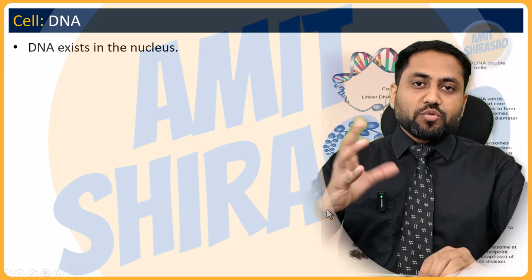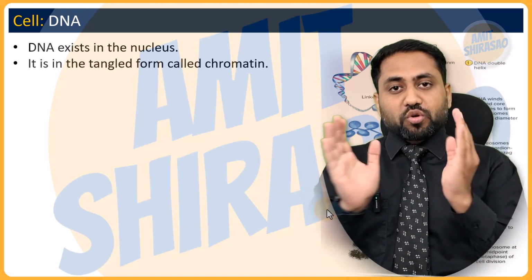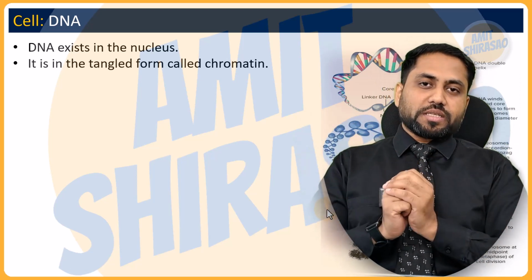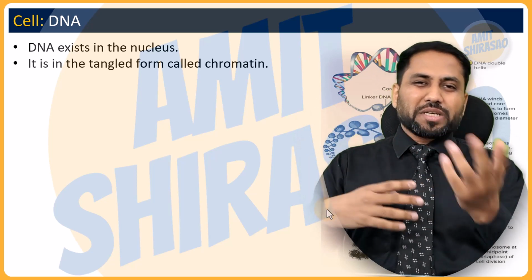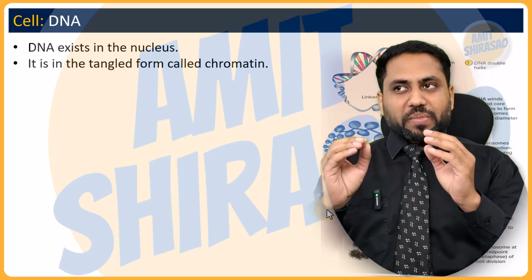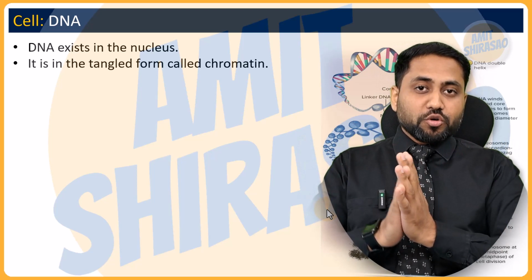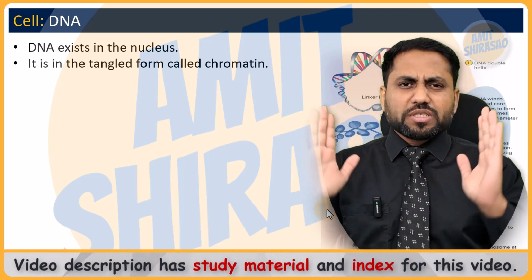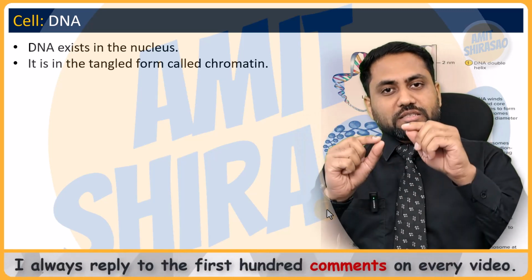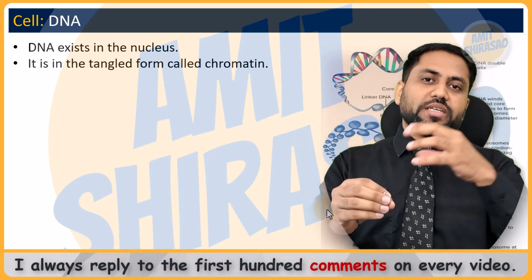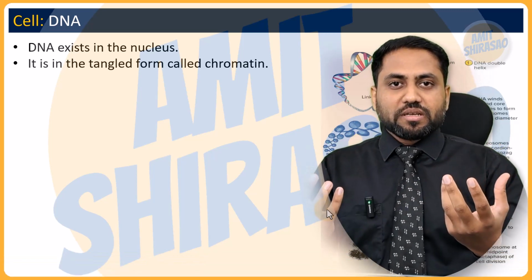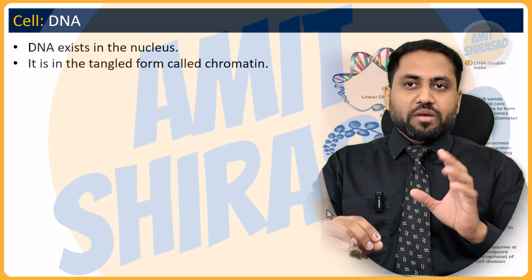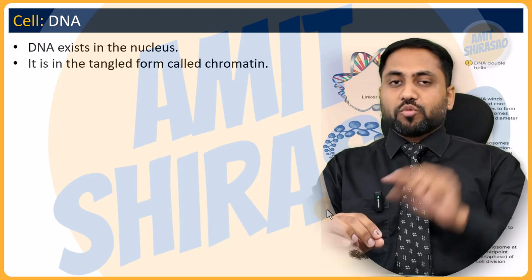So DNA exists in the nucleus. DNA always exists only in the nucleus. It never comes out of the nucleus, in the case of eukaryotic cells. In prokaryotic cells, everything is floating around, even DNA is floating around. But in eukaryotic cells, DNA always exists in the nucleus. It never leaves the nucleus. RNA is generated in the nucleus. It leaves the nucleus and comes into the cytoplasm. RNA floats around everywhere, but DNA always stays within the nucleus.